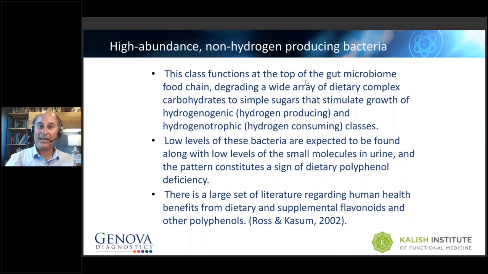And this class functions at the top of the gut microbiome food chain, degrading a wide variety of complex carbohydrates to simple sugars. That stimulates the growth of hydrogen producing bacteria called hydrogenogenic bacteria, and hydrogen consuming bacteria called hydrogenotrophic bacteria. So if you read the research studies, they use these fancy terms, but all they're really meaning is there's hydrogen producing bacteria and hydrogen consuming bacteria. But the top of the food chain that's triggering this are the ones that deal with fiber. And when you look at the labs in a minute, you're going to see all these bacteria listed out.